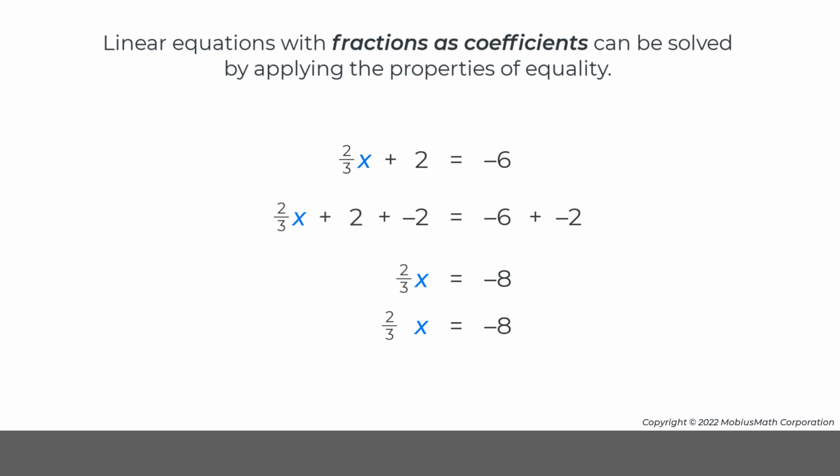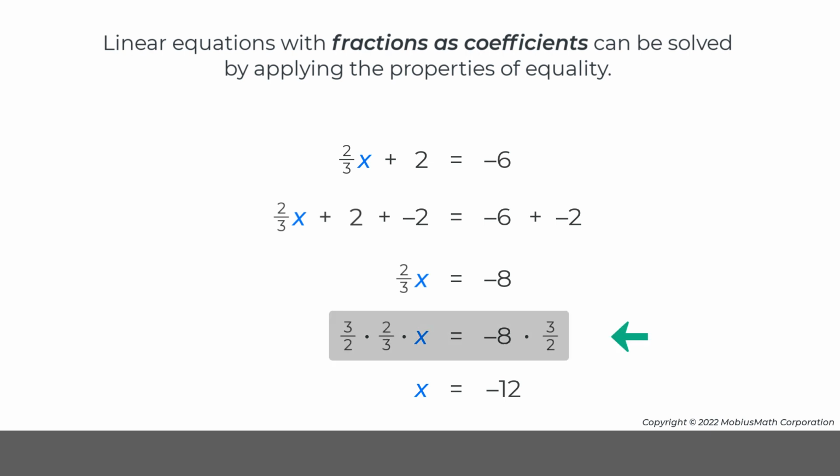Next, both sides of the equation can be multiplied by the reciprocal of 2/3. On the left side of the equation, 3/2 times 2/3 times x can be rewritten as 1 times x, or just x, because multiplying a number by its reciprocal equals 1. The right side of the equation can be rewritten as -12. This step in solving the equation applies the multiplication property of equality. Notice that this step transformed the coefficient of x from 2/3 to 1.